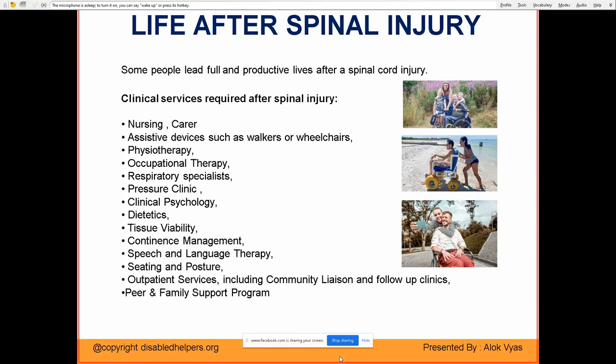Another department present is the outpatient services or community, which are available in hospitals, or even in the virtual world, like online. There are many communities, on forums like Facebook pages and groups, where you can discuss your problems and get solutions.